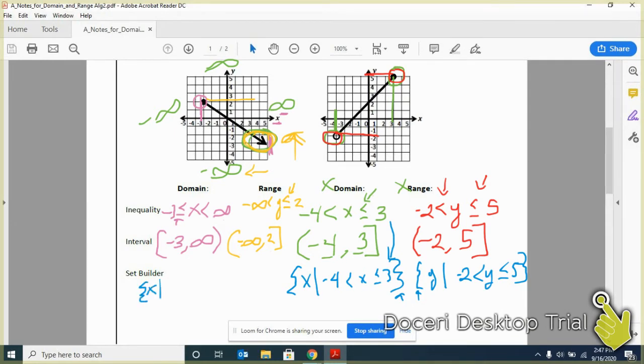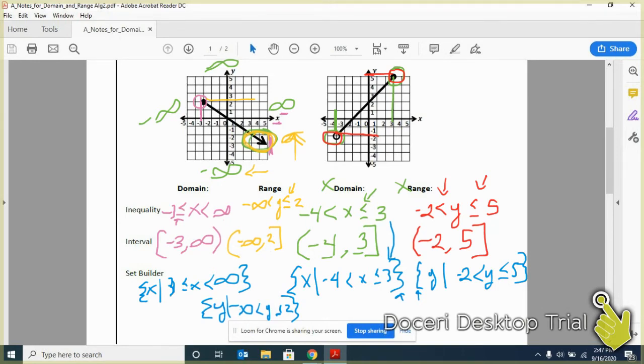Values of x such that -3 is less than or equal to x, which is less than infinity, and then my range, which I'm going to fit in here, is all values of y such that negative infinity to y to 2. I've got a bit more space next time. That was my fault. Okay.